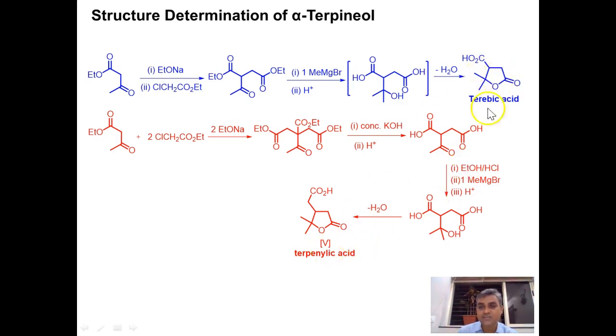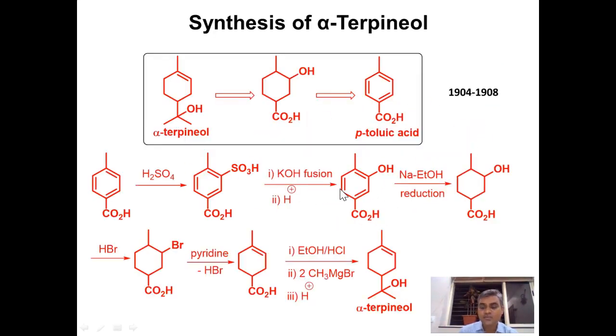Every lactone is formed by the cyclization of the hydroxy acid, and this hydroxy acid is obtained by the Grignard reaction. So this methyl ketone is subsequently treated with the Grignard reagent in the sequence of reactions. Now once the structure determination of alpha terpineol is achieved, it's time to talk about the synthesis of alpha terpineol. It was carried out during the years 1904 to 1908, and this synthesis is very interesting.